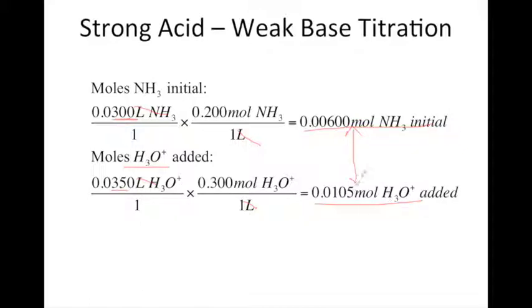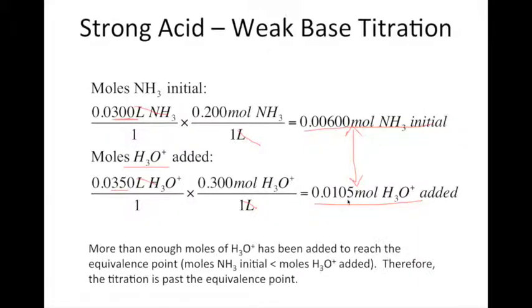So let's compare these two. Obviously, the moles of acid is greater than the moles of base. So we've added more than enough moles of acid to neutralize all of that base that we started with. So we're past the equivalence point. We know that because our moles of base initial is less than the moles of acid added. Therefore, we're past or beyond the equivalence point.